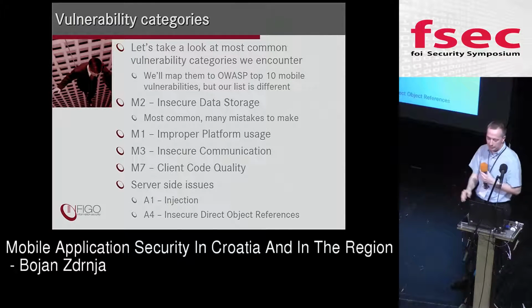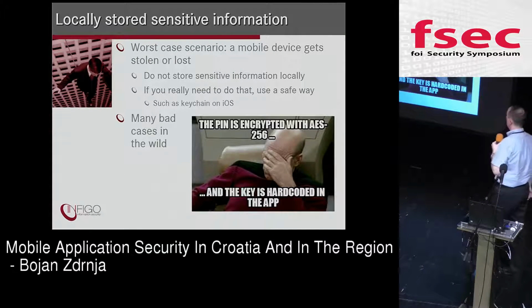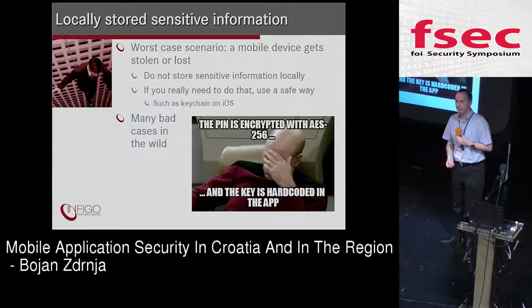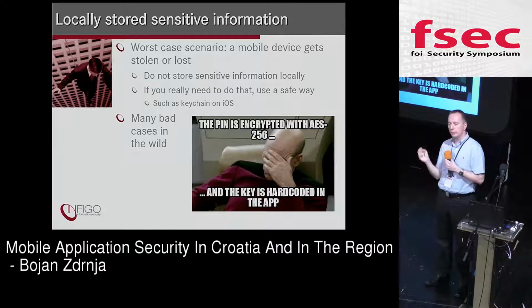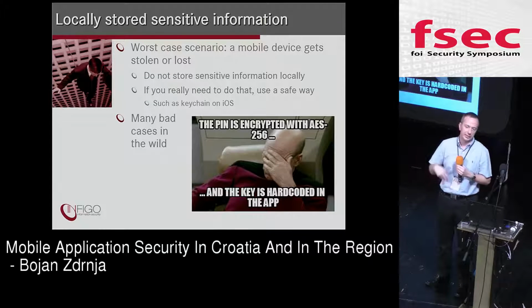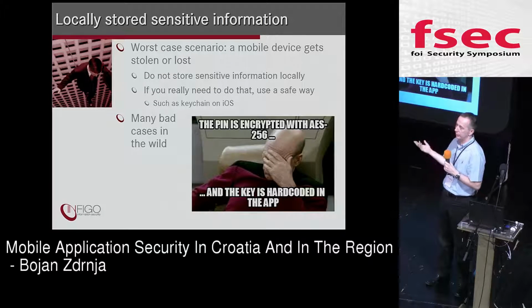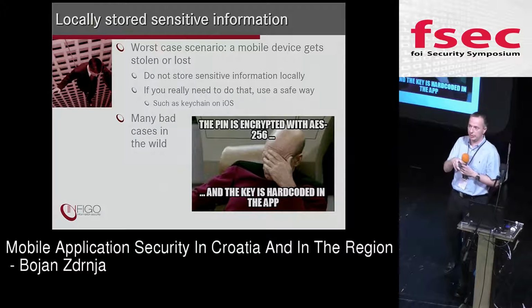So let's take a look at some examples. Worst case scenario, we have a mobile application which uses very, very strong encryption, takes your PIN, encrypts it, and stores it locally. Great, we have a fantastic encryption algorithm, but the problem is that the key for that must be stored somewhere, right? If you just store the user's PIN encrypted on the device, how do we encrypt it? The key must be hard-coded in the application. Very bad.